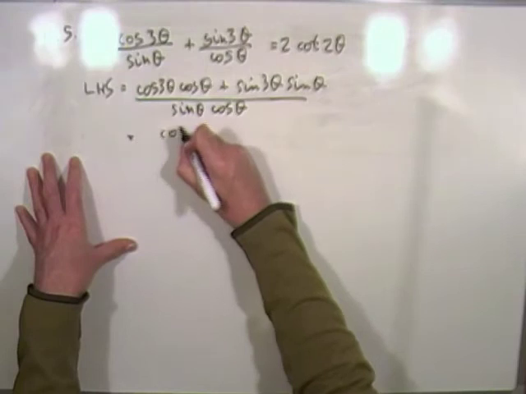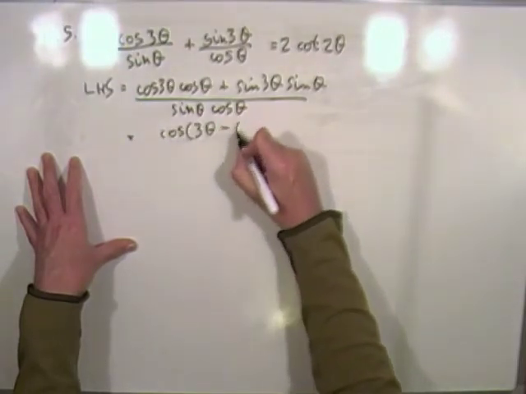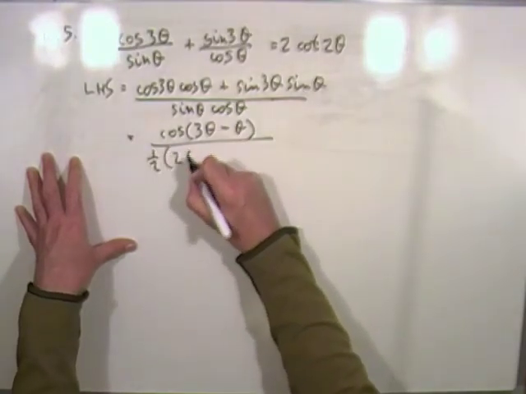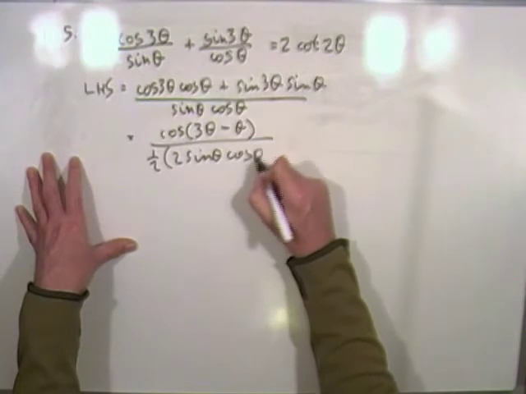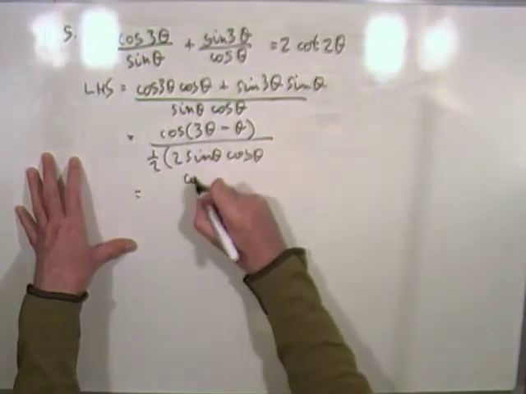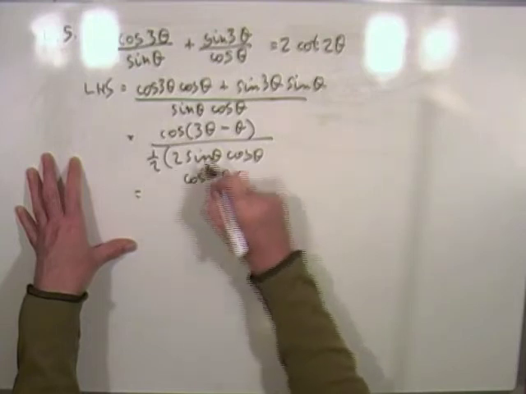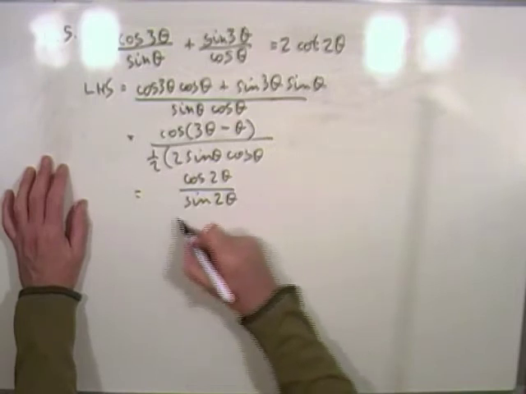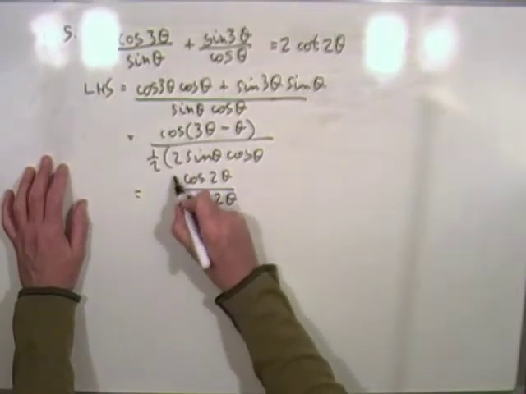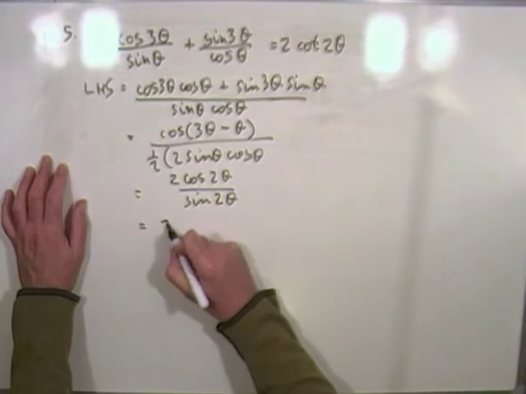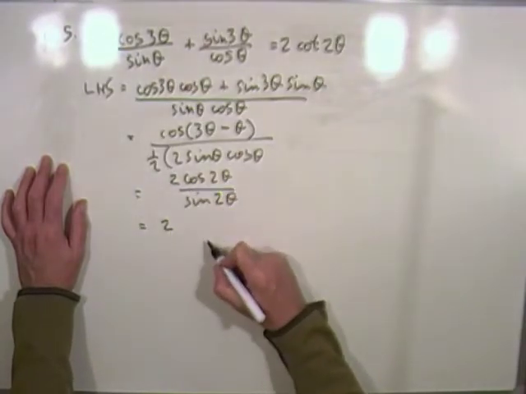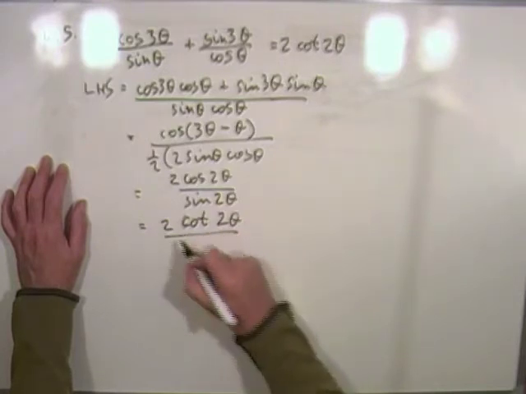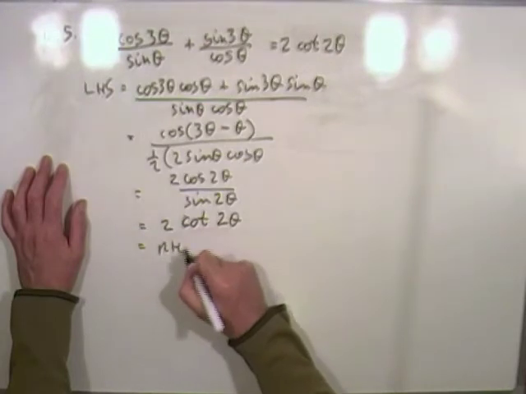So the top can go back to cos of 3 theta minus theta. And the bottom is half of 2 sine theta cos theta. So the top then just becomes cos 2 theta, and that becomes half of sine 2 theta. That's a half at the bottom, so that would become 2 over 1, so 2 times the top. And that's just 2 times the reciprocal of tan. So 2 cot 2 theta, as required, equals right hand side.